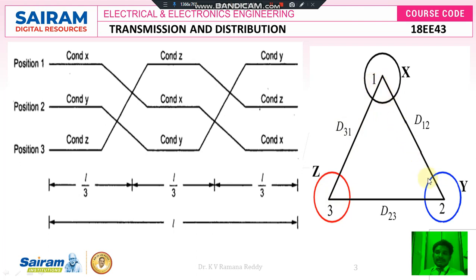So the distances I have represented with D12, D23, D31; if it is an equilateral triangle, all sides are equal. If all sides are equal, I can take them as D, D, D. If it is unequal, I can take them as D12, D23 and D31.